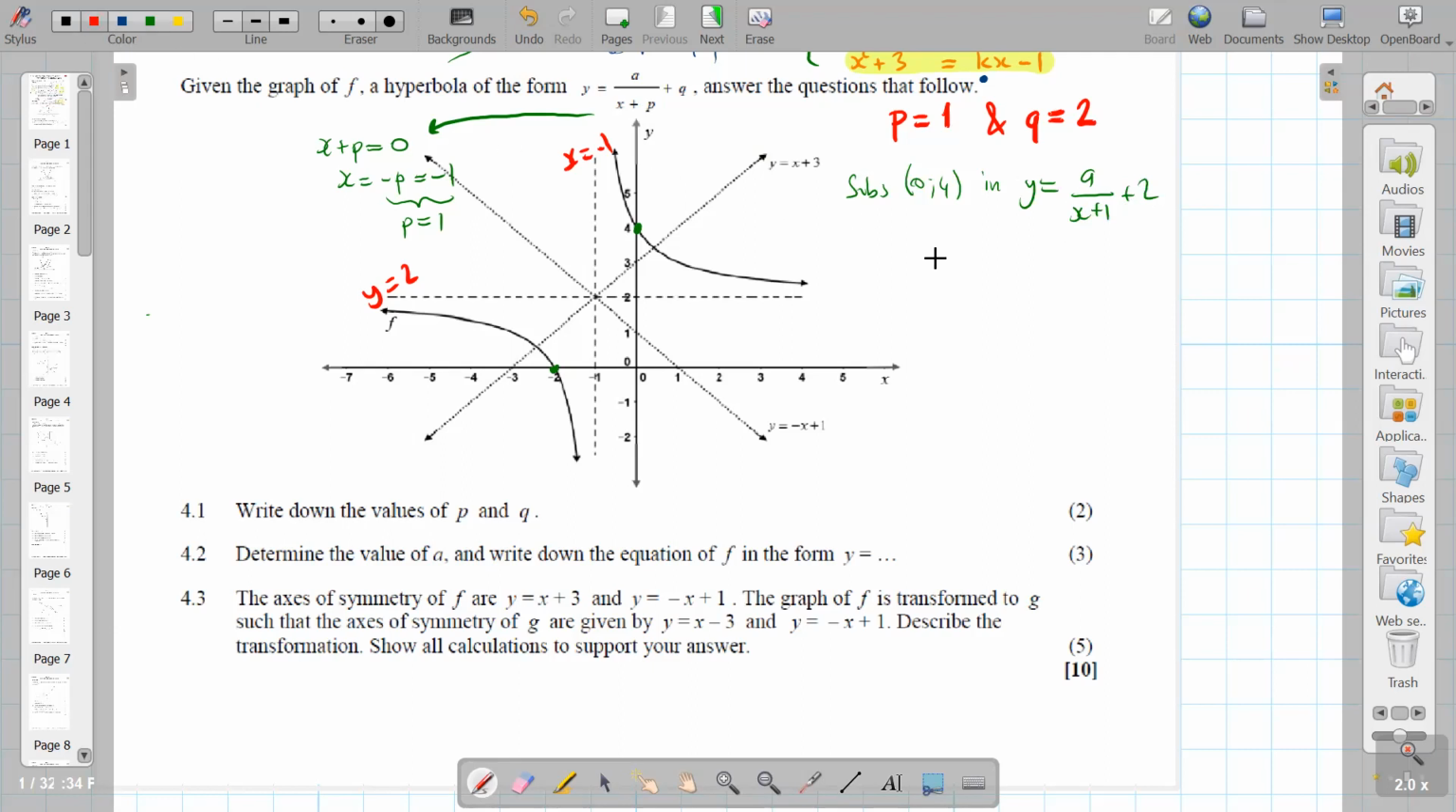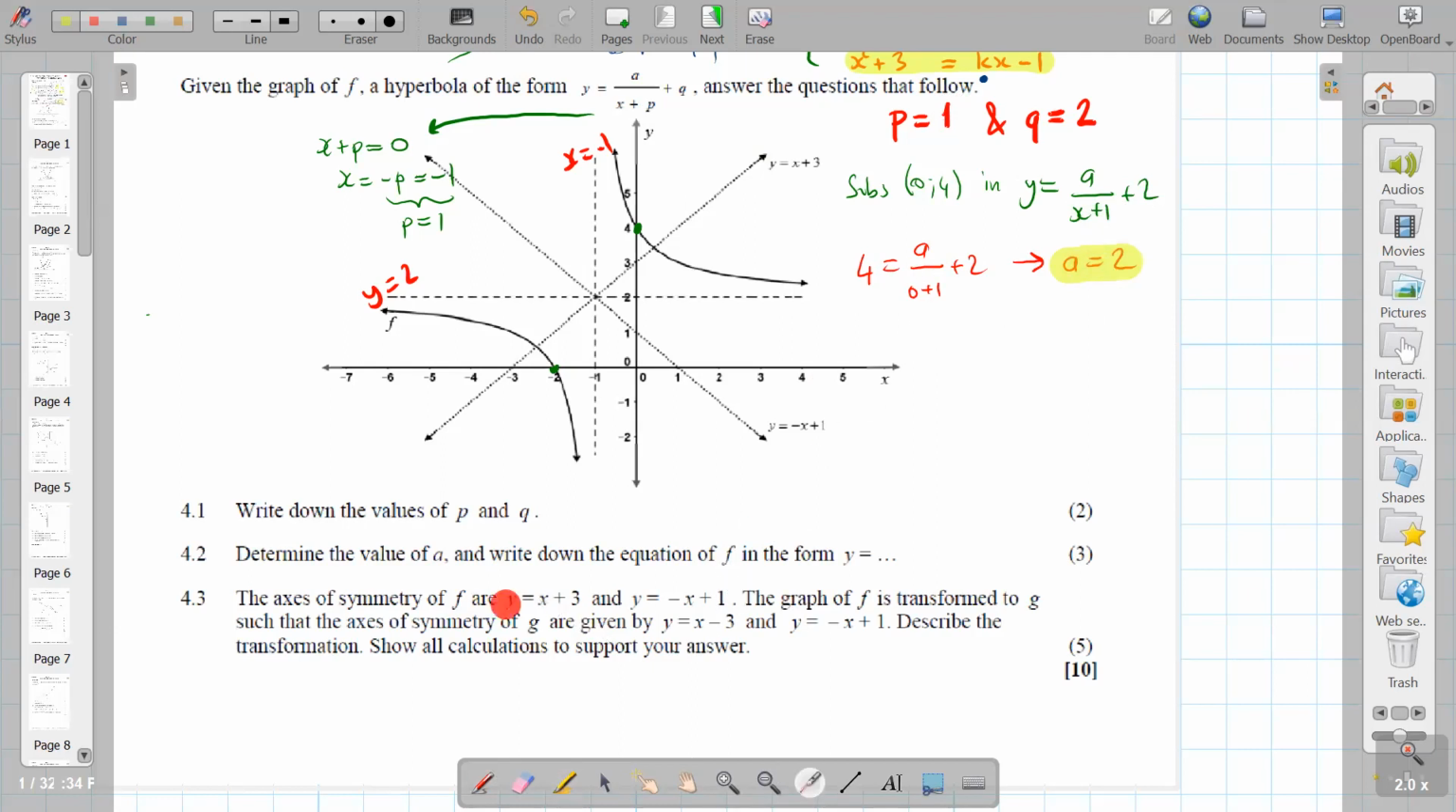So how does it go then? If I substitute x with 0, y with 4, 4 is equal to a over 0 plus 1 plus 2. So it gives me a is equal to 2. Okay, so there we got a is equal to 2.